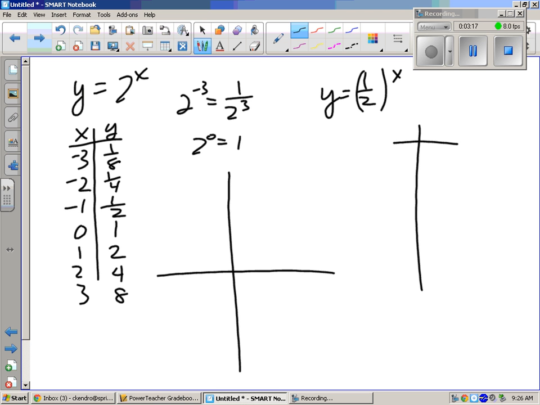So if I draw that, I can go 1, 2, 3, 1, 2, 3. So I have -3 and 1/8, which is right about there. -2 and 1/4, not much higher. -1 and 1/2. Here's 1, 2, 3 going up, 4, 5, 6, 7, 8. We've got to go up to 8. So 0 is 1, then 1 is 2, 2 is 4. Now you can see it start shooting up really quickly. And it's just going to go up faster and faster every time. So let's try the next one.